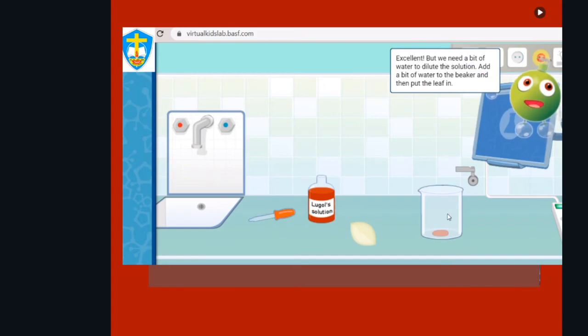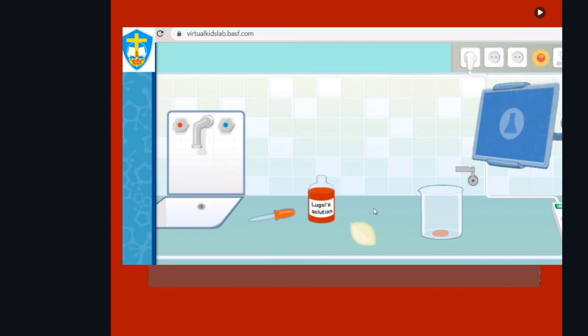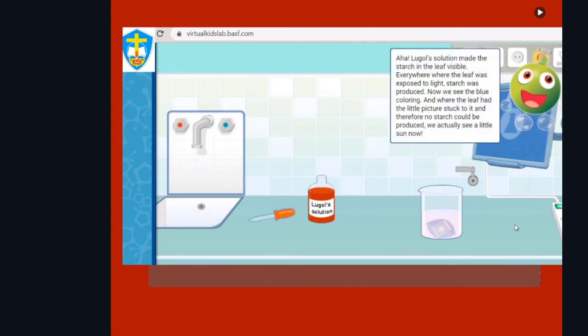Excellent. But we need a bit of water to dilute the solution. Add a bit of water to the beaker and then put the leaf in. Aha! Lugol's solution made the starch in the leaf visible. Everywhere where the leaf was exposed to light, starch was produced. Now we see the blue coloring. And where the leaf had the little picture of the sun.